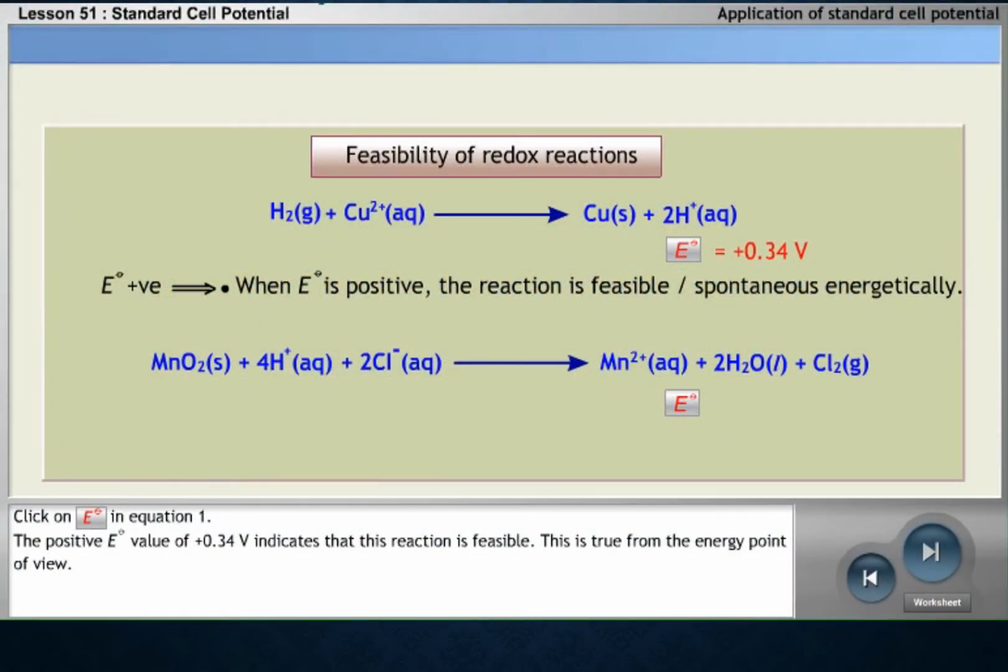Second activity, application of standard cell potential. For example, the reaction between hydrogen gas and copper ion. E naught value for this reaction is positive 0.34 volt. The positive E naught value indicates that this reaction is feasible. This is true from the energy point of view. When E naught value is positive, the reaction is feasible or spontaneous energetically.